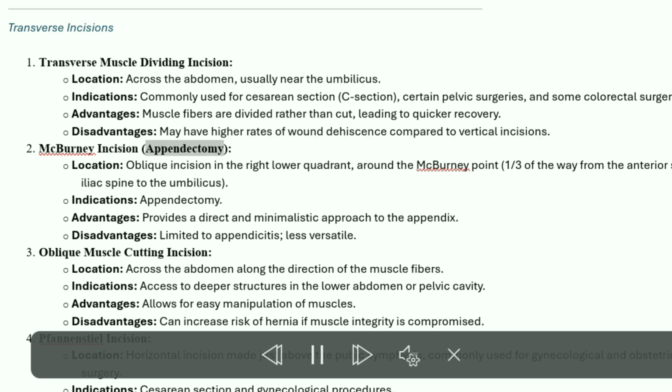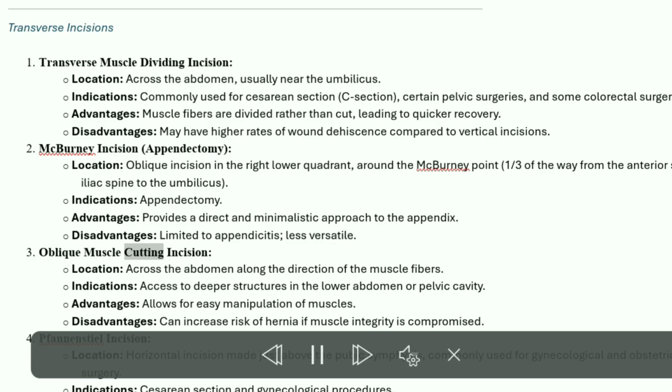McBurney incision, appendectomy. Location, oblique incision in the right lower quadrant, around the McBurney point, 1/3 of the way from the anterior superior iliac spine to the umbilicus. Indications, appendectomy. Advantages, provides a direct and minimalistic approach to the appendix. Disadvantages, limited to appendicitis, less versatile.